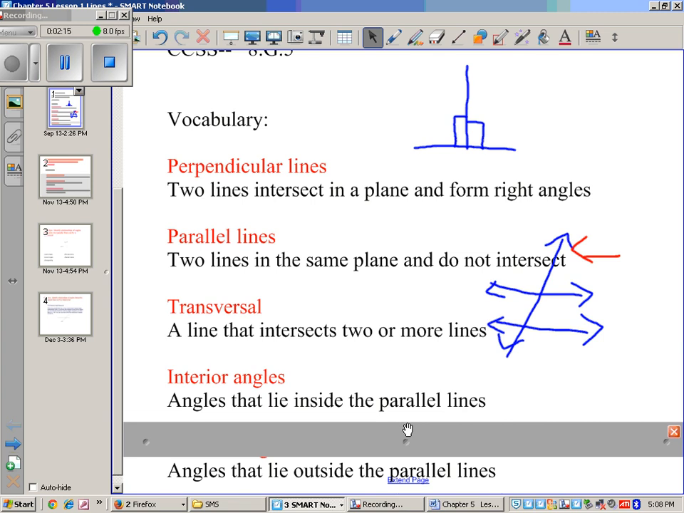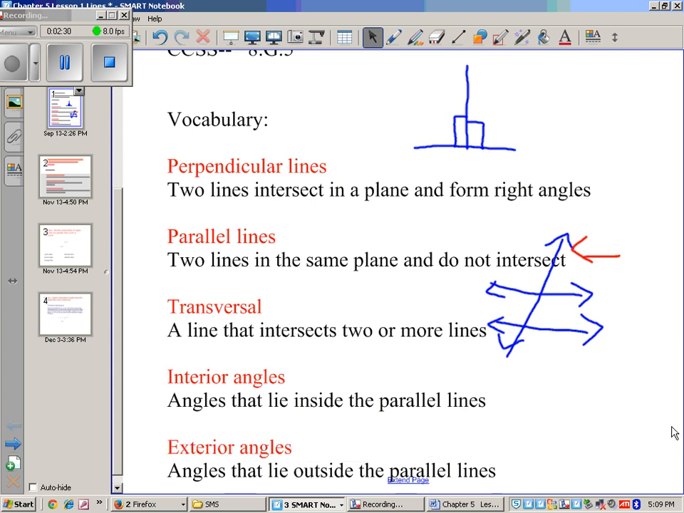Okay, our next word, interior angles. Angles that lie inside the parallel lines. We're going to see examples of these on the next page here. So let's go into our next one, exterior angles. Exterior angles are angles that lie outside the parallel lines. So take a look at our example and just imagine where your exterior angles are. And once again, you can always pause the video to write down your definitions as we move on.